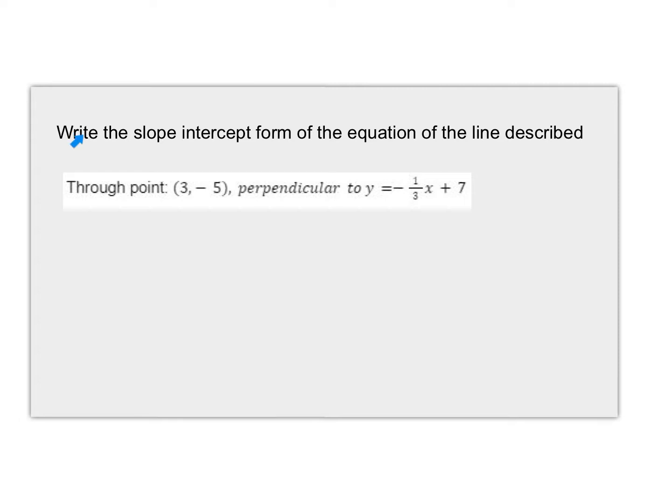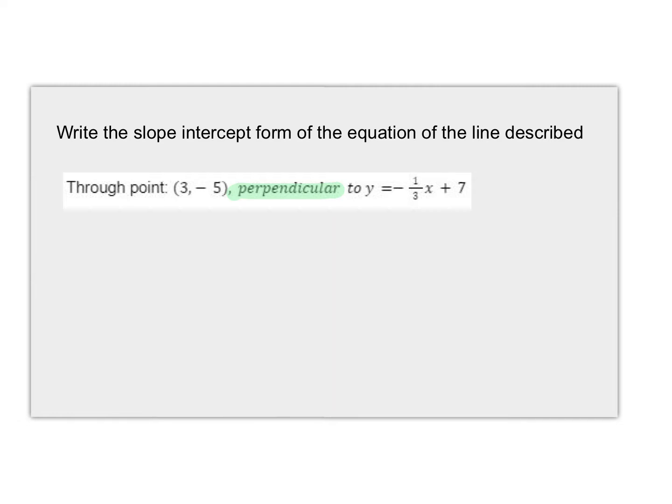Okay, in this video tutorial, we're going to be writing equations in slope-intercept form, based on the description given. This one passes through the point (3, -5), and it is perpendicular to the equation y equals -1/3 x plus 7. So the first thing that should jump out at you is that this says perpendicular. Well, that refers to the slope.